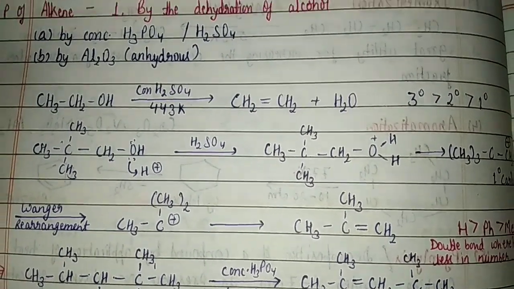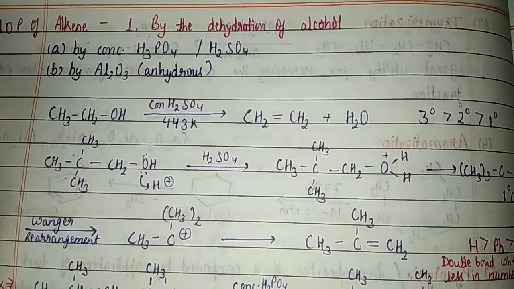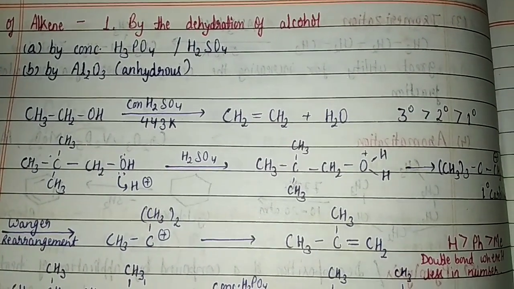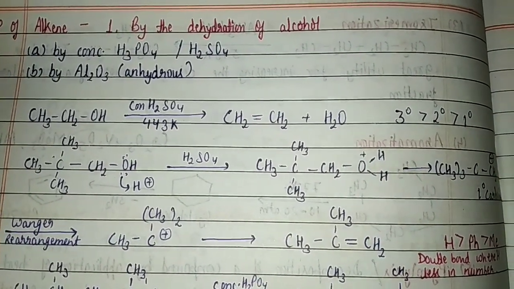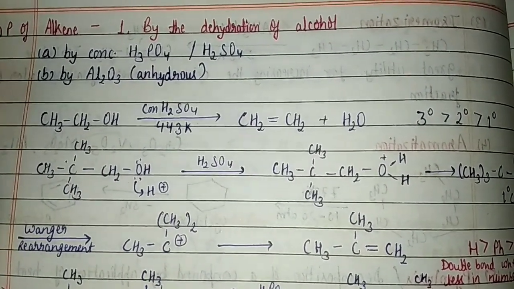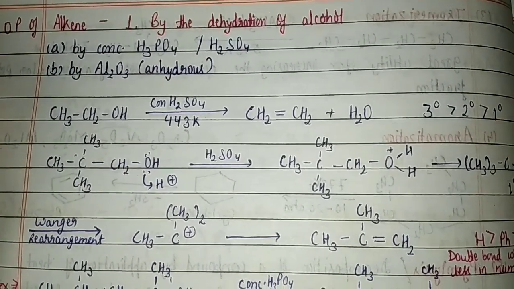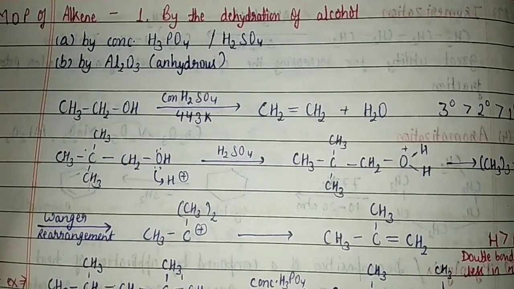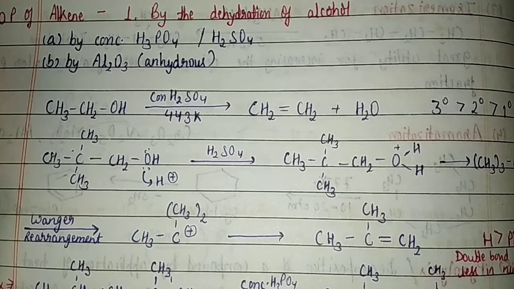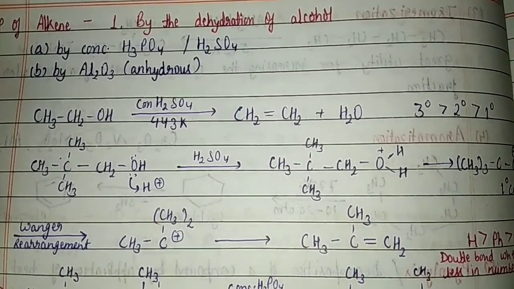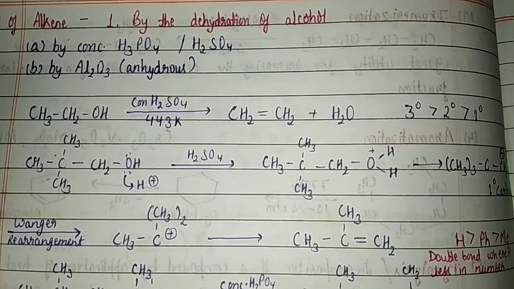The order of reactivity will be highest for the 3 degree alcohol, then secondary alcohol, then the primary alcohol. When the alcohol is treated with concentrated H2SO4 at 443 Kelvin temperature, we get the alkene. In case we have alcohol and concentrated H2SO4 at 413 Kelvin temperature, then we get the ether, right?